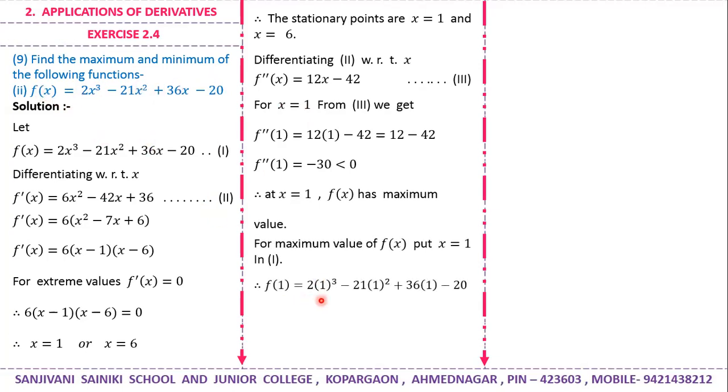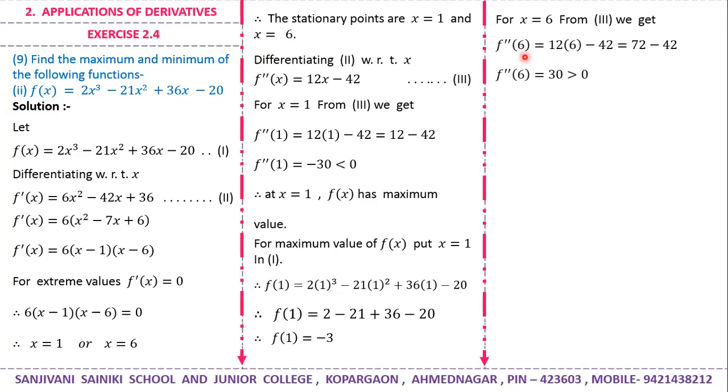F of 1, 2 times 1 cube minus 21 times 1 square plus 36 times 1 minus 20. So we got the maximum value f of 1 is equal to minus 3. Now let us see at the second stationary point x is equal to 6. The sign of the second derivative at x is equal to 6 comes out to be positive.